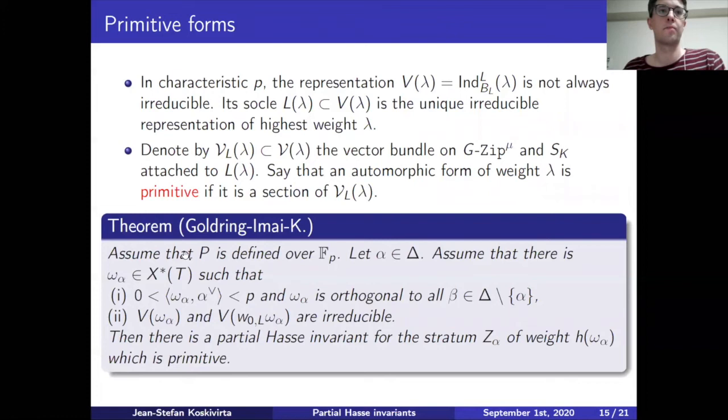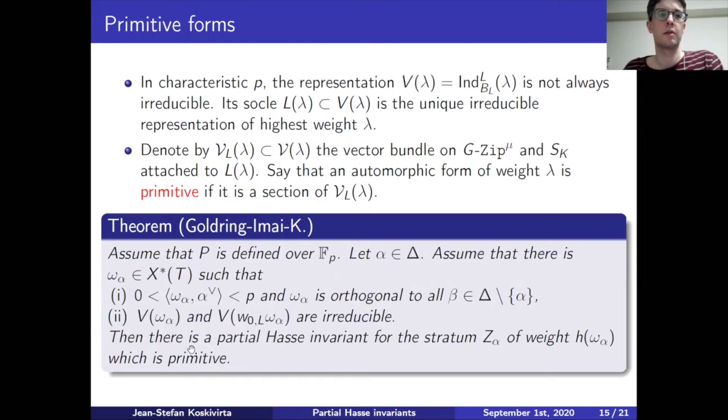And so we have the following theorem. Here we assume that P is defined over F_p. So let's take some simple root alpha and assume that there exists some omega_alpha, some character of T, which satisfies the following conditions. First of all, the scalar product of omega_alpha with alpha check is positive and less than p, and omega_alpha is orthogonal to all the other simple roots. And secondly, V of omega_alpha and V of w_{0,L} omega_alpha are irreducible.